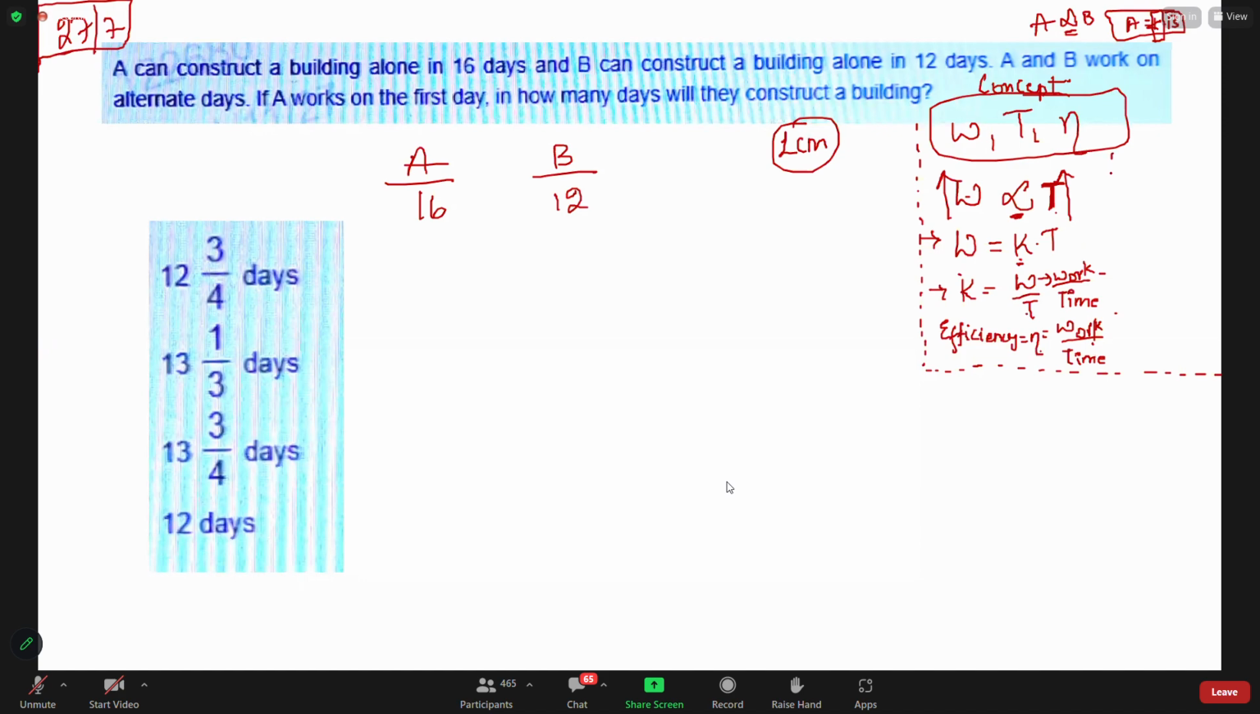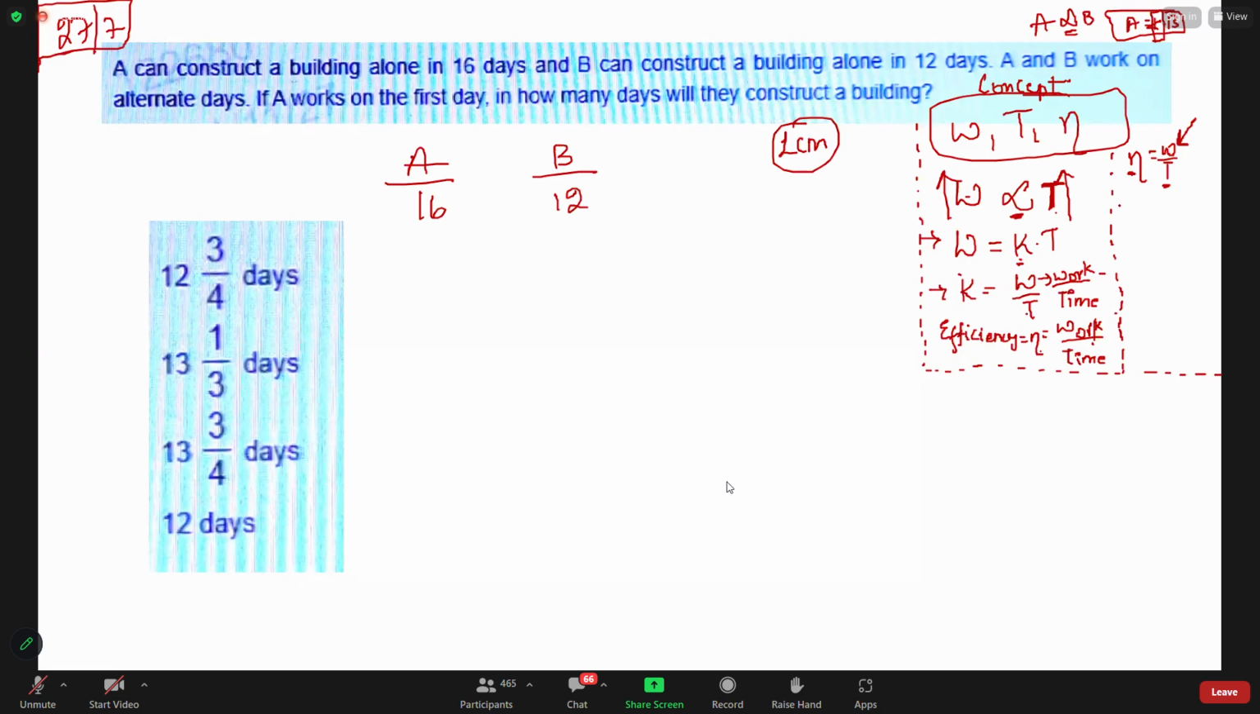Now, when I say efficiency is equal to work done per time, I want to somehow get a relation between efficiency and time. Why would I want that relation? You will get to know in the subsequent questions or topics we cover. In case of any three variables involved in an equation, if I have to find the relation between any two, I'll have to make the other term constant.